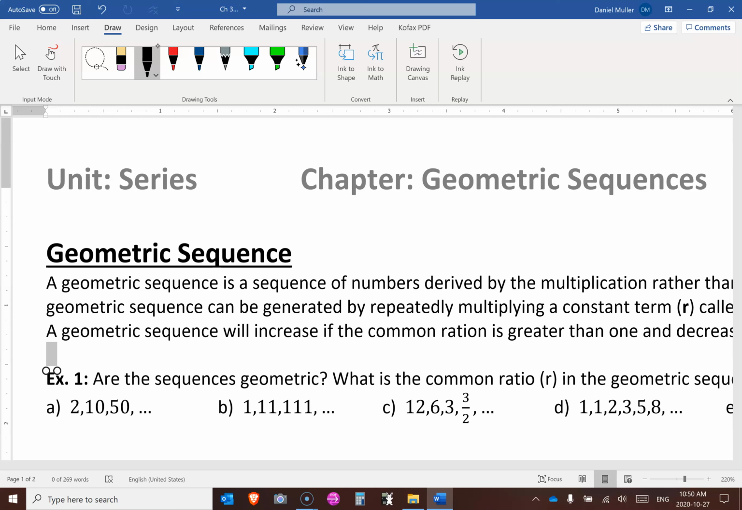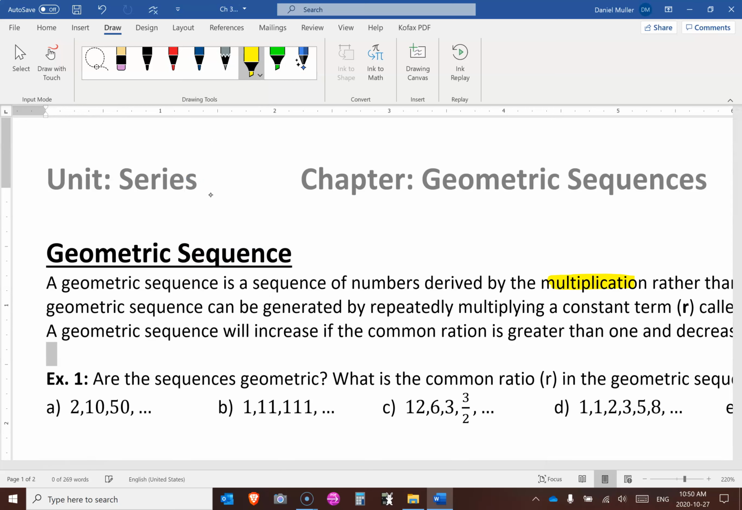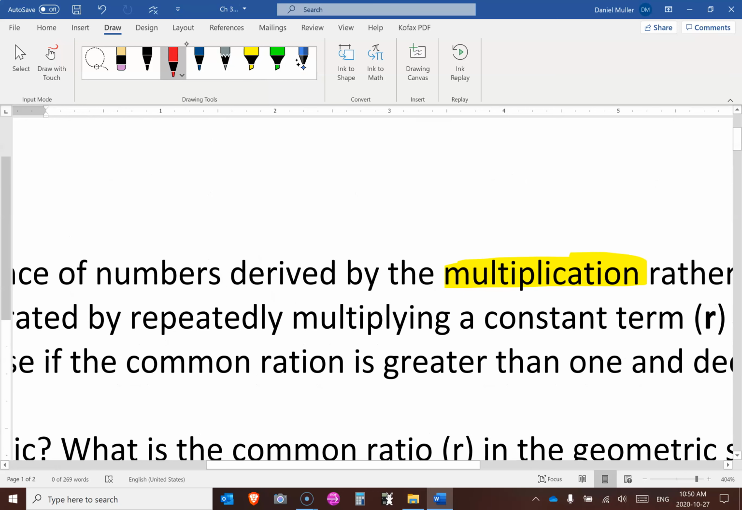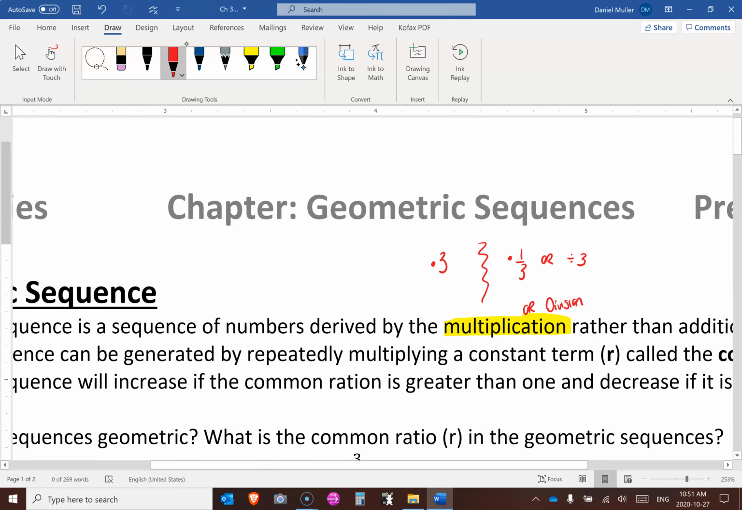A geometric sequence is a sequence of numbers derived by multiplication. That's really important. We're no longer going to be doing addition, we're going to be doing multiplication. And here's a weird thing, you can do timesing by 3. That's multiplication. But you can also do timesing by a third, which is the same thing as dividing by 3. So when it says multiplication, you can also have division, depending on in which direction you're going. So it's multiplication rather than addition.